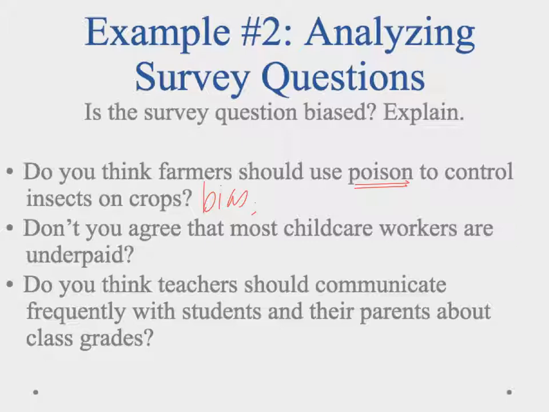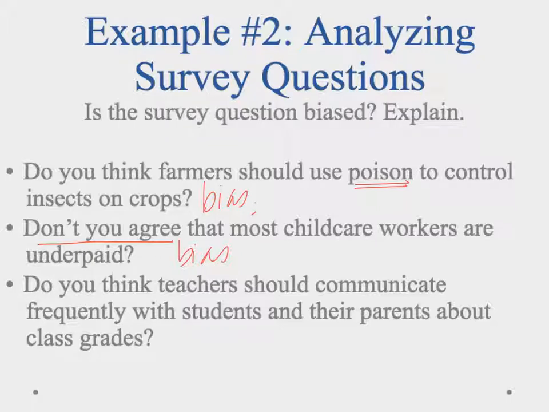The second one says, don't you agree that most child care workers are underpaid? This one also shows bias because of the "don't you agree". First of all, that's a double negative, but it's also a leading question. It's leading you to agree that most child care workers are underpaid.